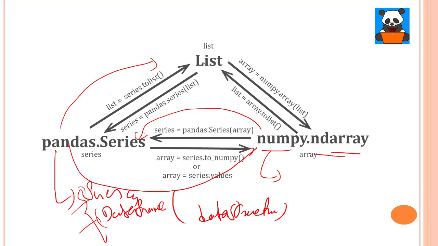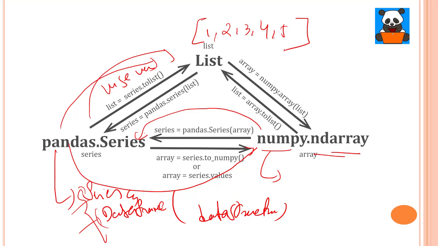Now what happens if you want to work with a list? It works vice versa. It takes things from the list. A list is nothing but just normal values. You can put them in square brackets, which is called a list.